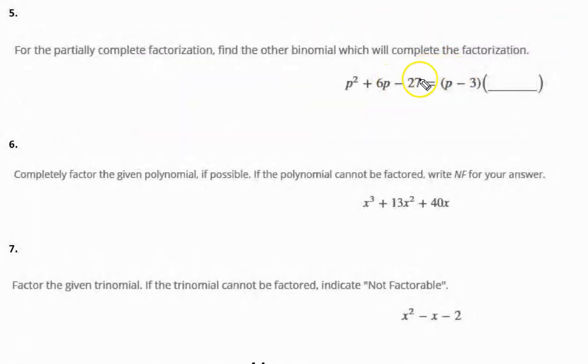Now, for number 5, they have it partially done. It's in standard form. Take a moment. And again, I like it underneath. Our A term is 1, so we know this is going to be P and P. And notice now your C term is negative, while your B term is positive. So see what you can come up with here.